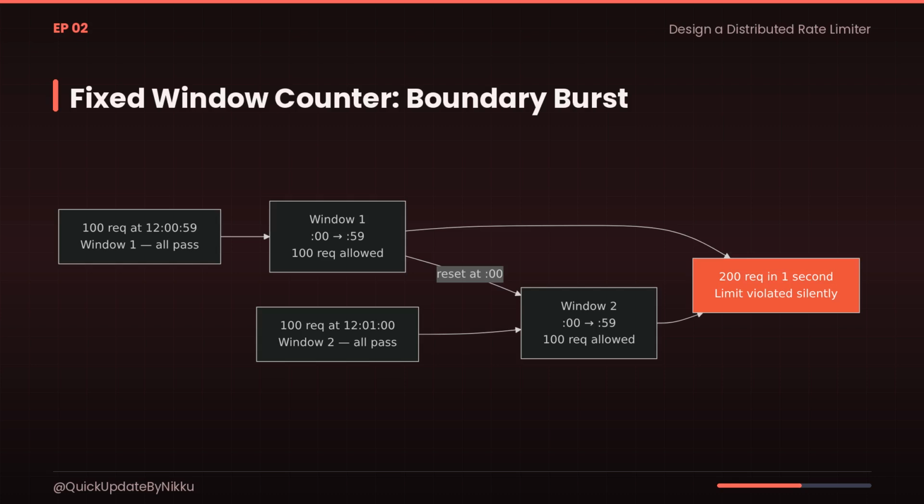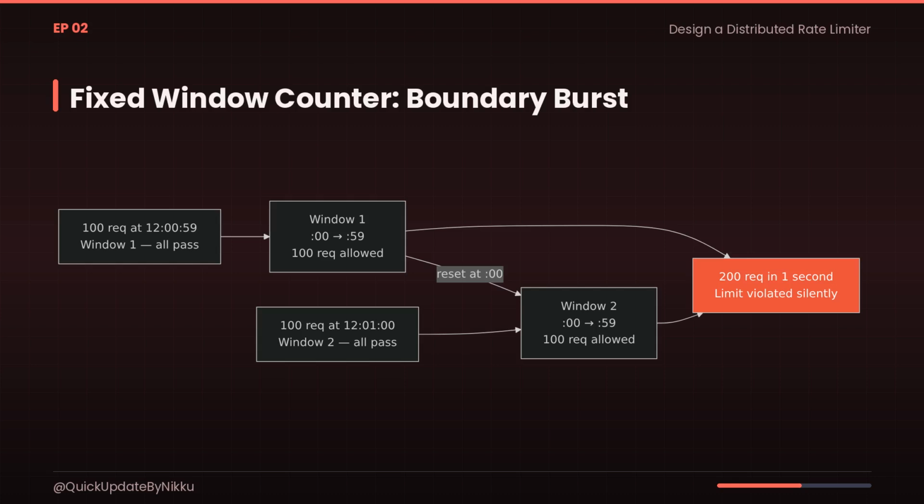Fixed window divides time into discrete buckets, increments a counter per client per bucket, and resets at each boundary. The vulnerability is the boundary burst. A client sends the full limit of requests in the final moment of one window, then sends the full limit again in the first moment of the next. Both windows show a compliant counter, but the actual throughput in that brief span is double the intended limit.